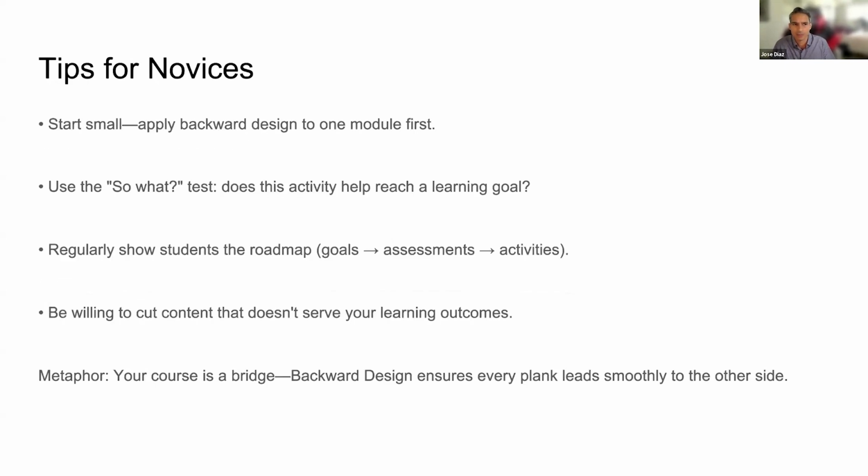And these are just some tips, right? The most important one is to always start small when you're applying backward design, to only one module first and play with it, and you'll learn from there. And it's always important to regularly show the students the roadmap, right? So when you're building your course, you can always start with the learning objectives. At the end of this week, you're going to learn A, B, C, D. Then you show them the assessments and then the activities. And then be willing to cut content that doesn't serve your learning outcomes, right? You trim those branches that don't lead to an alignment with your learning objectives.